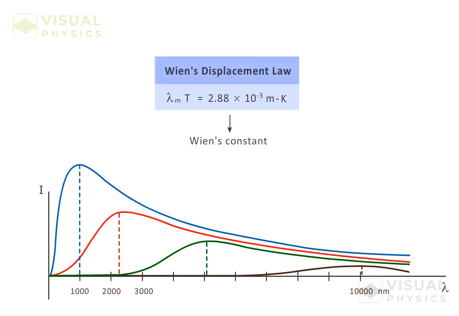Here this constant is called Wien's constant. So this law tells us that the dominant wavelength of radiation at a particular temperature is precisely equal to this term. And this shift in the dominant wavelength is predictable and is not a random phenomenon.